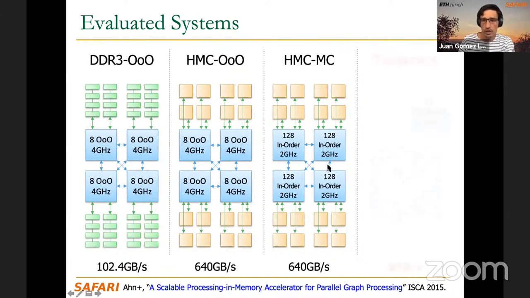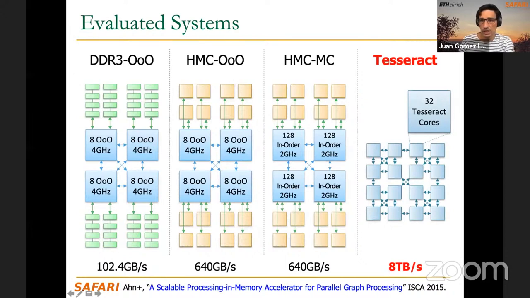And then we evaluate Tesseract. The implementation that we evaluate contains 32 Tesseract cores inside each of the stacks. So in total, because we have 16 stacks, this is 512 cores as well. So it's the same number of cores as in this baseline here. The key difference and the key advantage of Tesseract is that the internal bandwidth of the HMC memory is much higher than the external bandwidth that these out of order cores or in order cores can receive. And this internal bandwidth is as high as 8 terabytes per second. And this is where the main advantage of Tesseract resides.